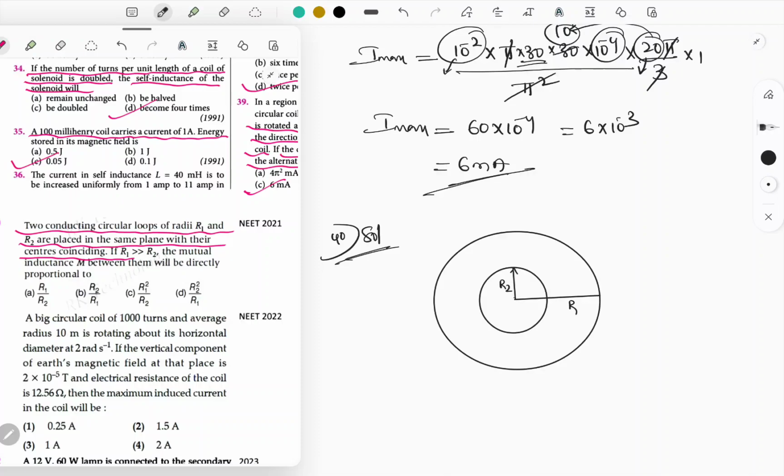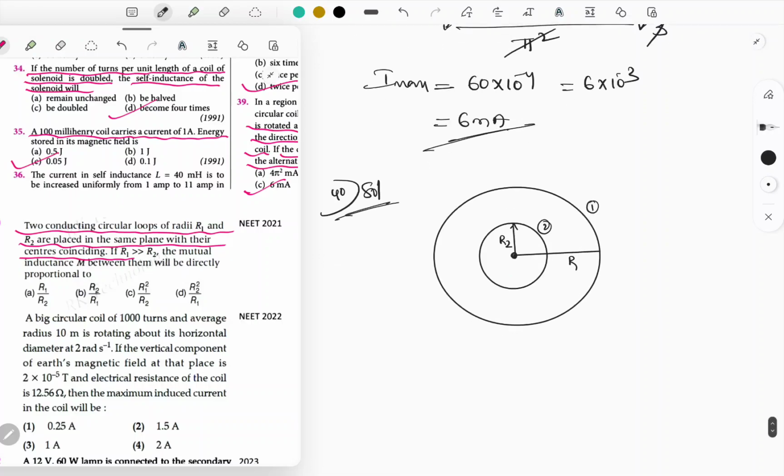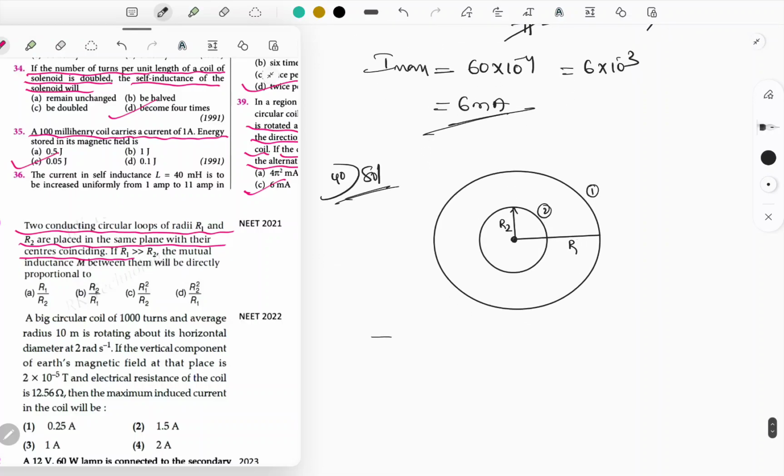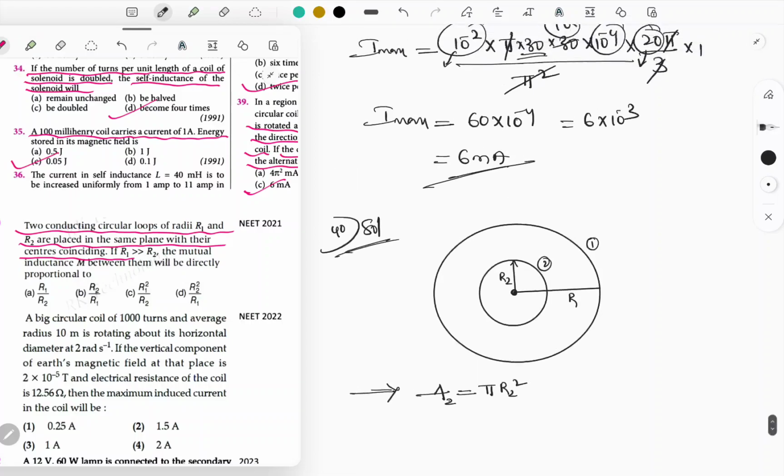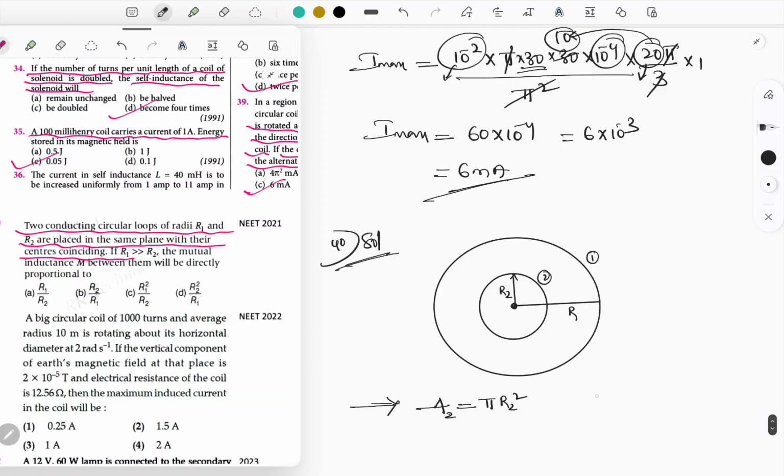So because of loop 1, a magnetic field will be produced that will interlink with loop 2. Let's find that out. What is the area of coil 2? Area of coil 2 is equal to pi r2 square. First of all, tell me what is the magnetic field induced by coil 1?